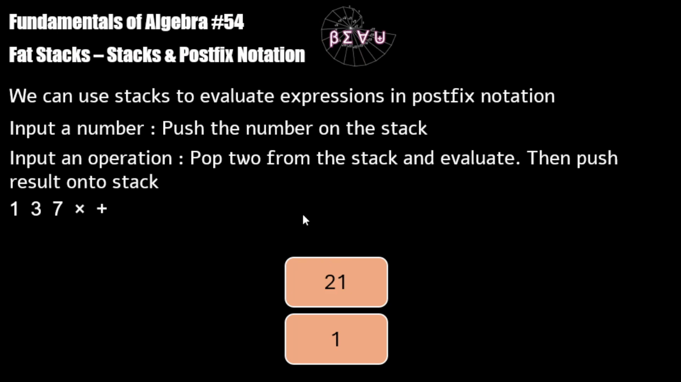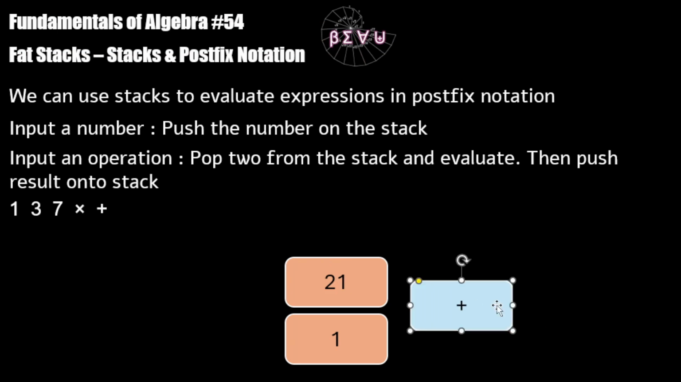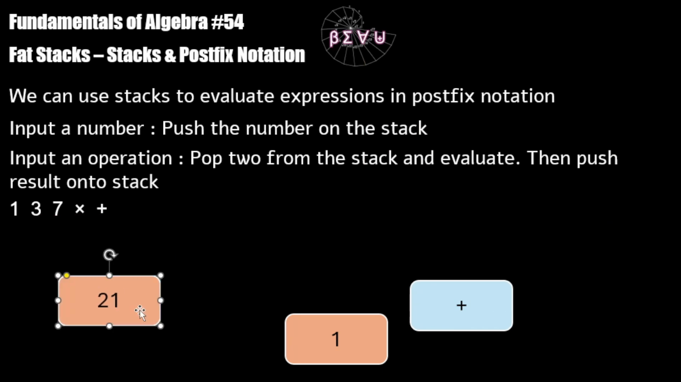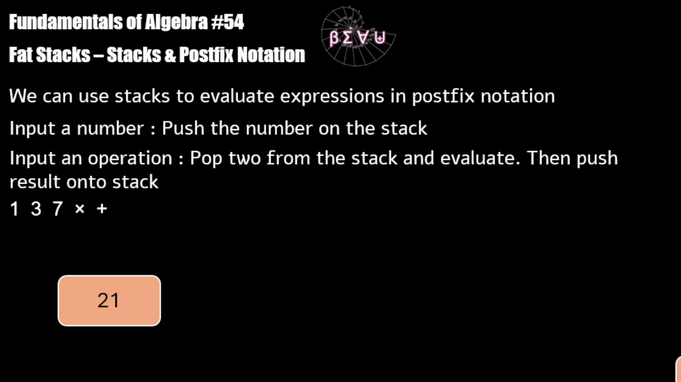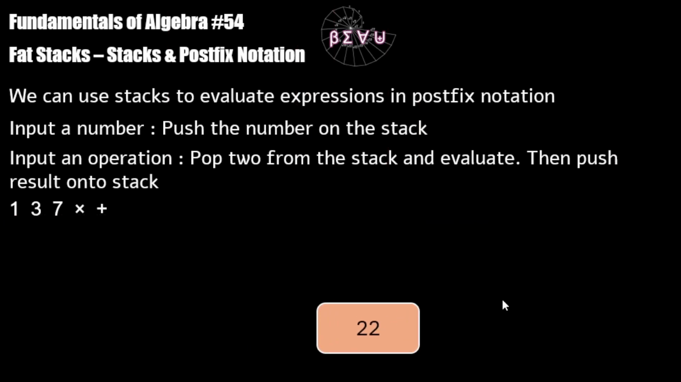The next input we have is the plus. When we input the plus, once again, this pops the next 2 data from the stack, so the 21 and the 1, and it combines them with addition, which when it does that, we get 22. And it pushes the 22 onto the stack. And now that we're done inputting things and we have 1 number left, we're done. So our result of our input was 22.